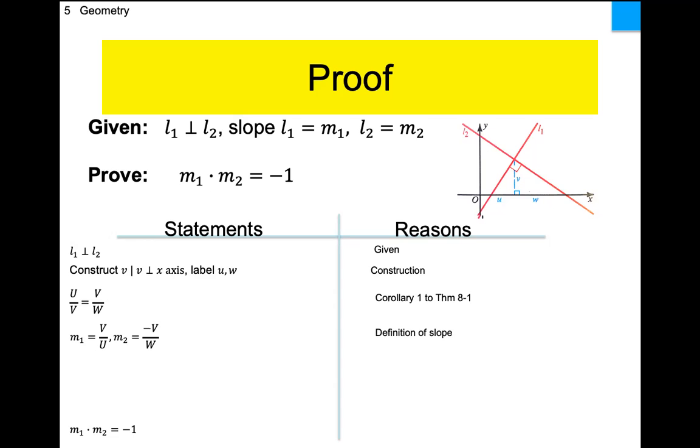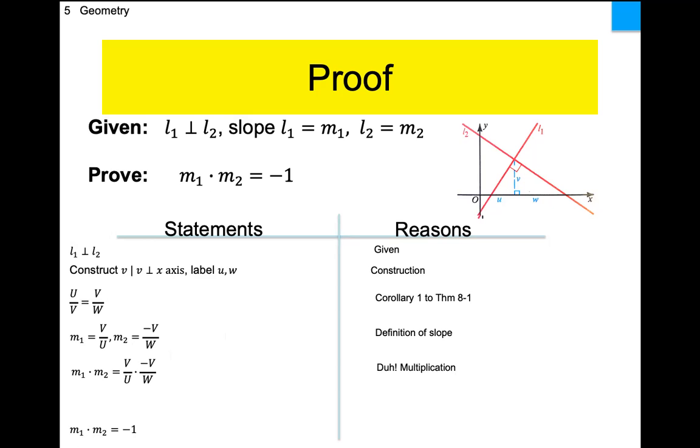Somehow we got to get to, oh, wait, look. It says M1 is equal to V over U and M2 is equal to negative V over W. And at the very bottom here, it says, hey, all you need to do is multiply those two together. So let's multiply those two together, M1 and M2. So all I do is take those two equations, multiply them together. And we don't get a -1. We get what? Negative V squared over UW. Well, hold on for a second. And I'll show you the slickest part of the entire proof.